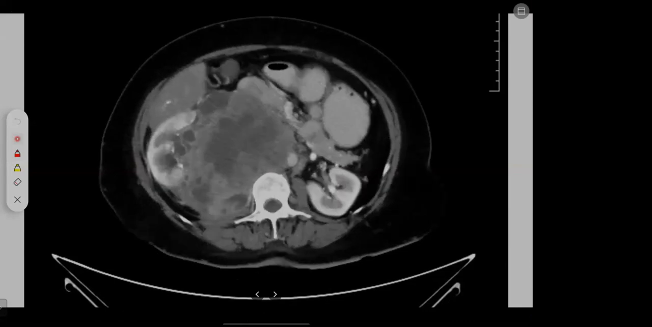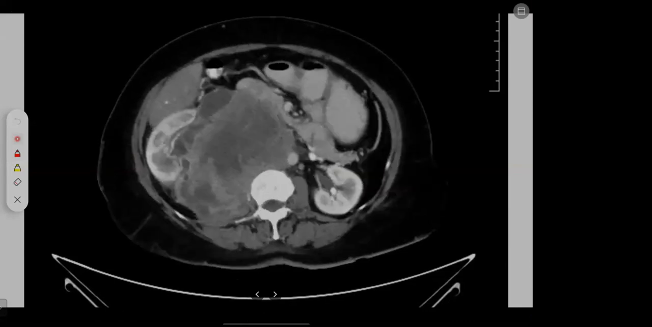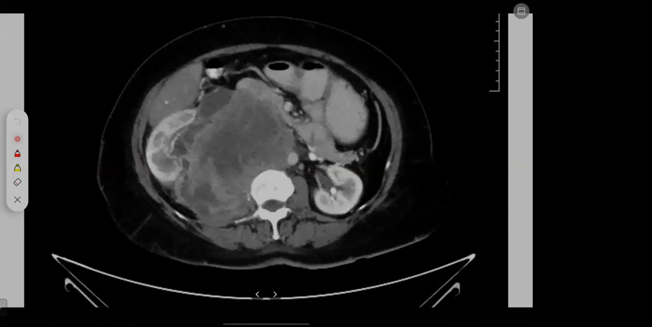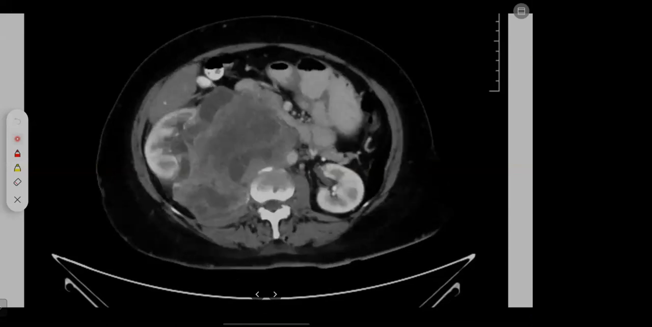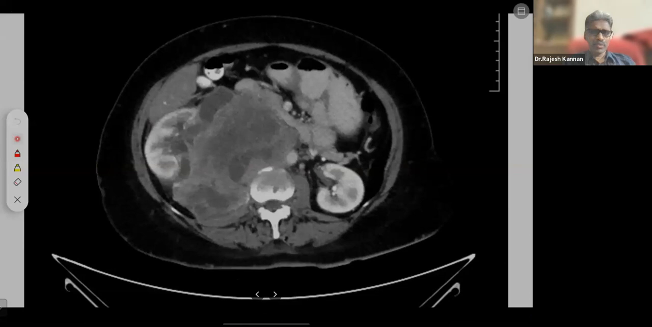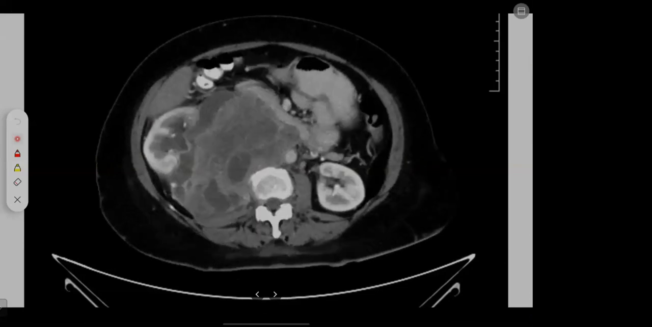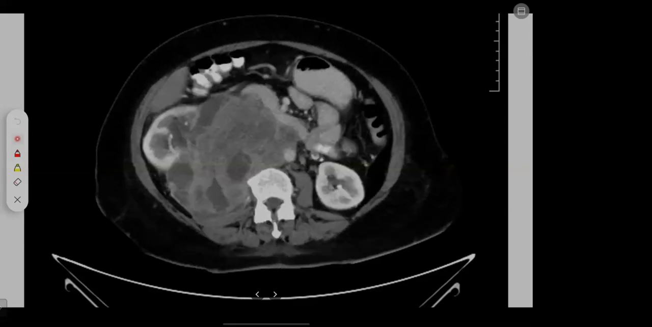Necrotic components are more here in these slides. There is a negative embedded organ sign and crescentic shape of the kidney. And now posteriorly it is involving the psoas muscle. The psoas muscle is getting compressed.